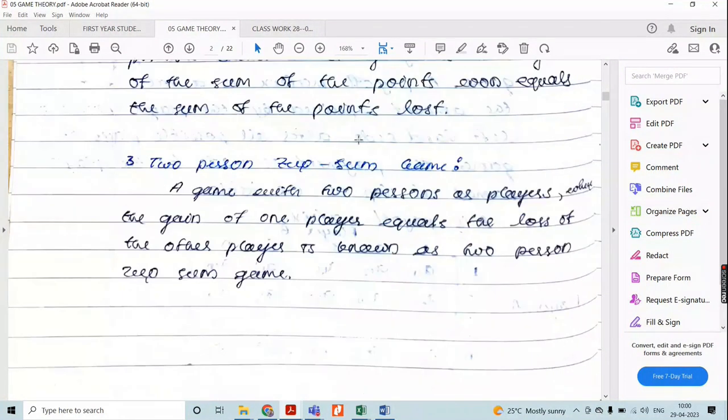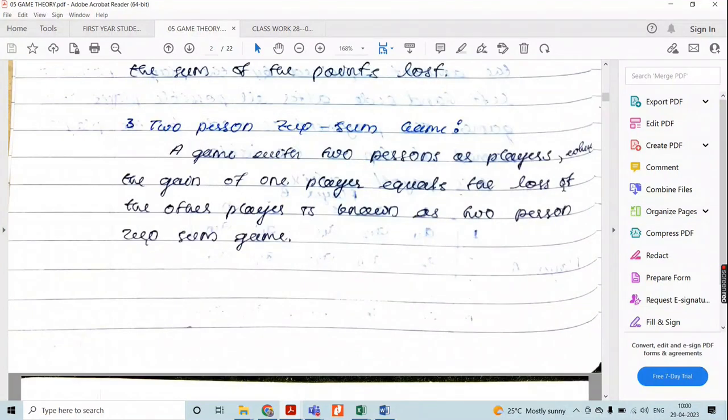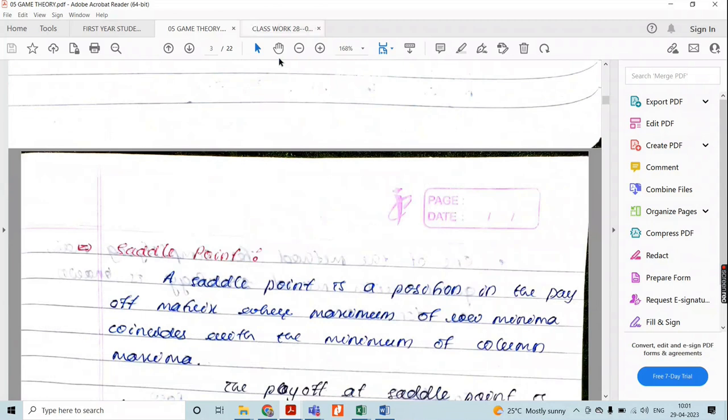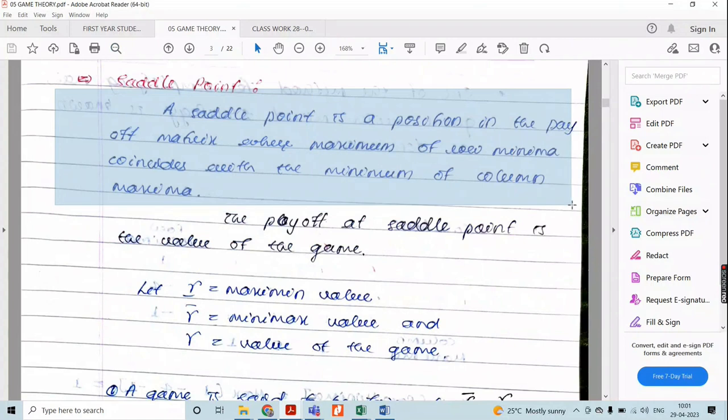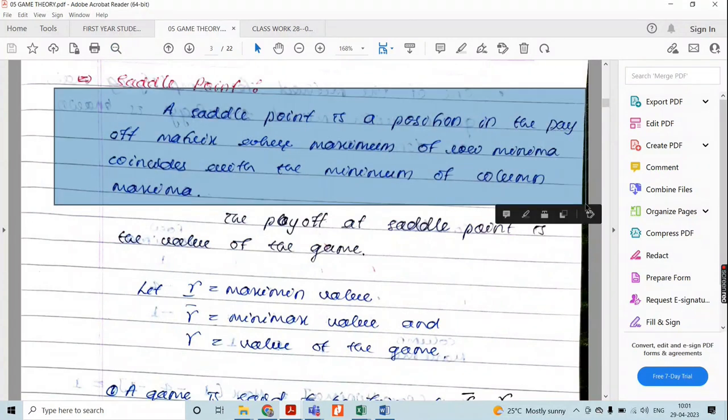Then the 2-person zero-sum game: a game of two players in which the gain of one player equals the loss of the other. If two players are playing a particular game, whoever wins gets the equivalent of what the loser has. That itself is called a 2-person zero-sum game. Keep this in mind. This is also very, very important. Then saddle point. This is the payoff matrix we are going to use. From that, we consider the maximum of row minima coinciding with the minimum of column maxima.